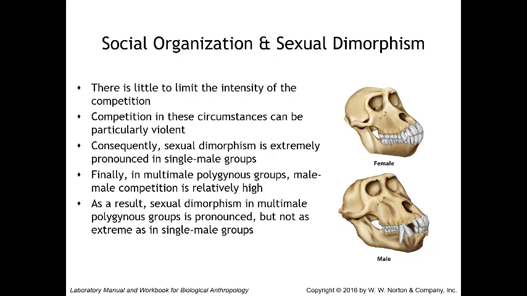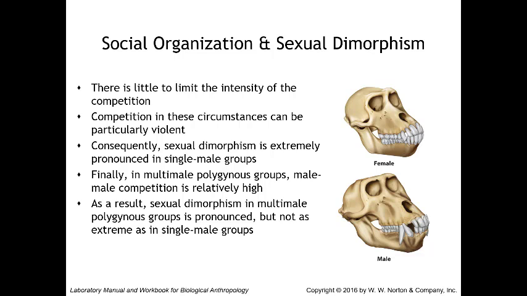Same thing with primates, right? They live in these communities, these groups. So they have to be sure that the competition doesn't get too violent, right? So this then acts as a limit to the competition within the multi-male group. These males do often continue to live together and maintain social relationships, so that prevents the competition from becoming particularly violent. As a result, sexual dimorphism in multi-male polygynous groups is pronounced, but not as extreme as in your single male groups.